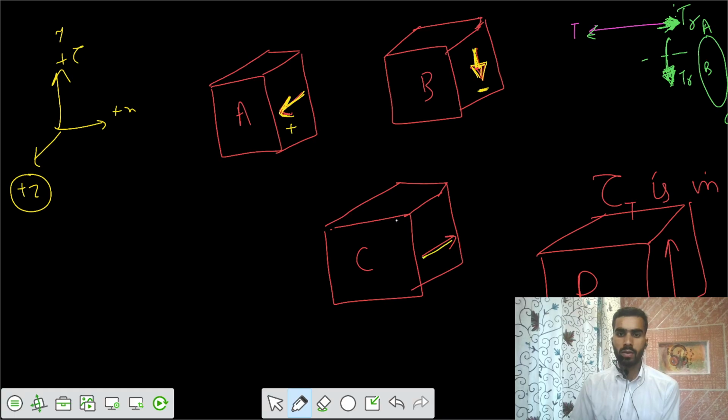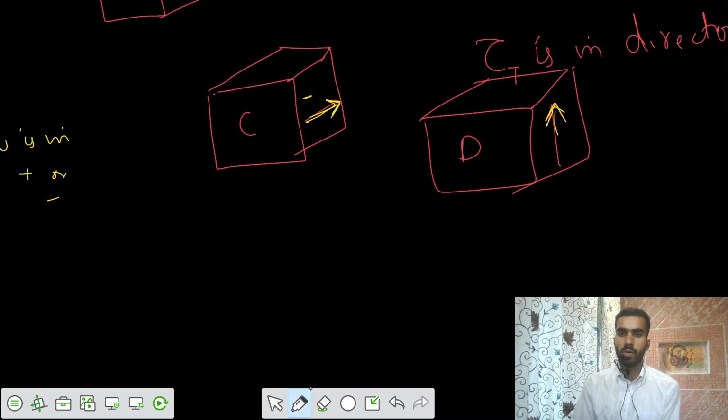For this one, we have the arrow in the Z direction, so I would say minus tau. You can write positive or negative according to the direction of the arrow. And for the point D, the direction of tau is upwards, so positive Y, so tau is positive.